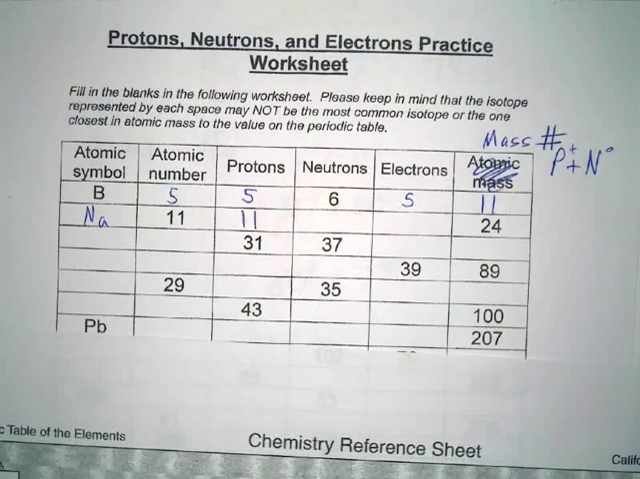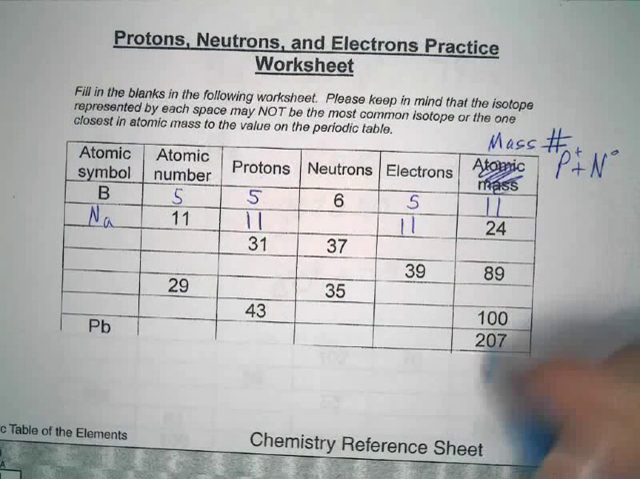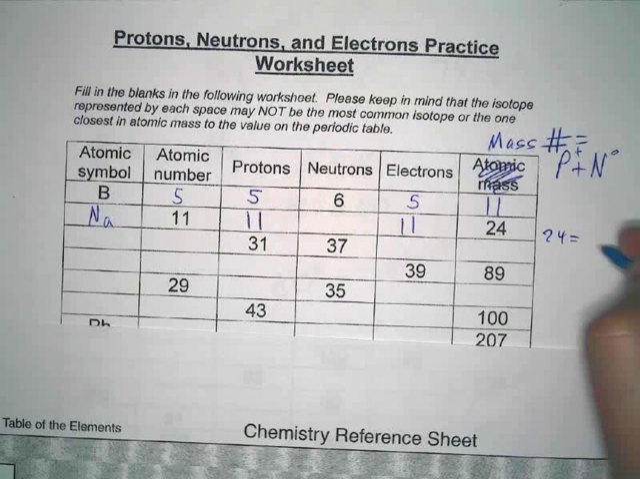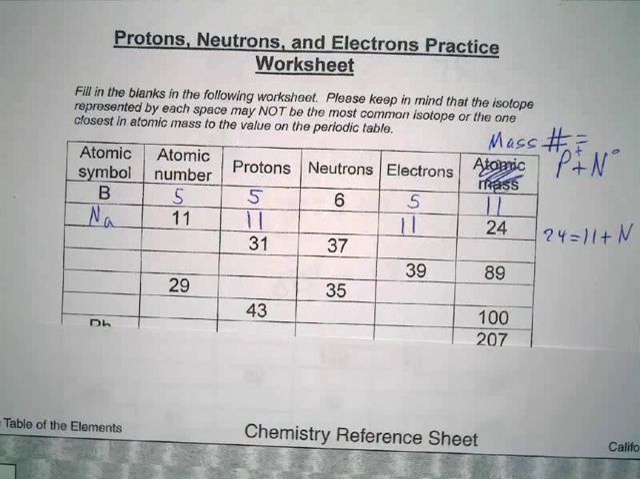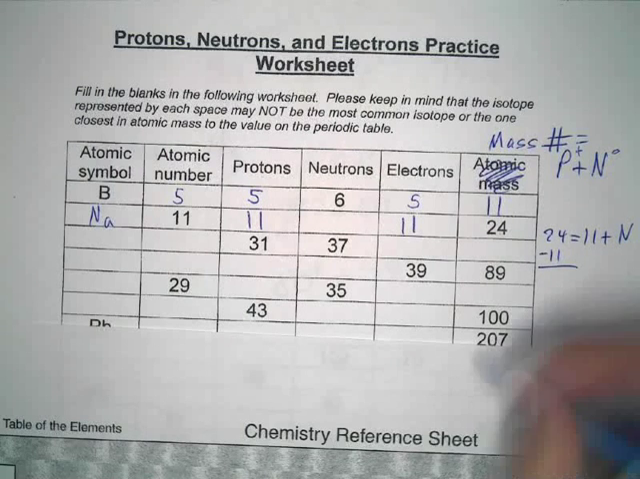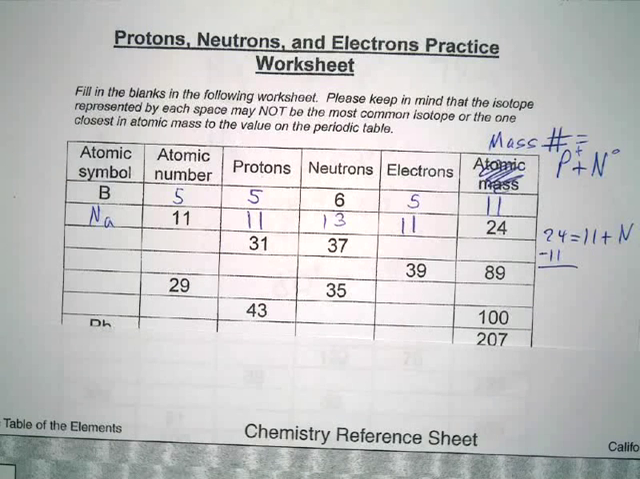Now, it's a neutral thing, so the number of protons and electrons are the same, but neutrons. Remember, mass number is protons plus neutrons. So you could say 24 is equal to 11 plus n for neutrons. So you would just subtract 11 from 24, which will give you 13. It's just a subtraction problem. So atomic mass minus atomic number.